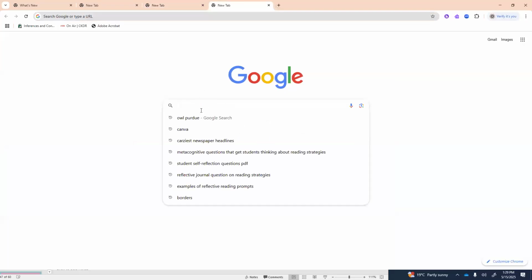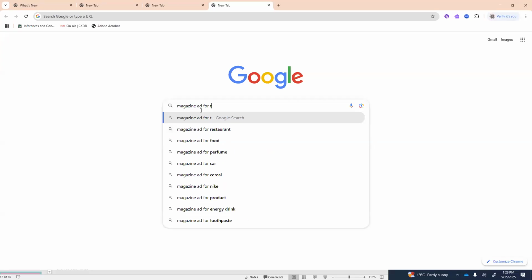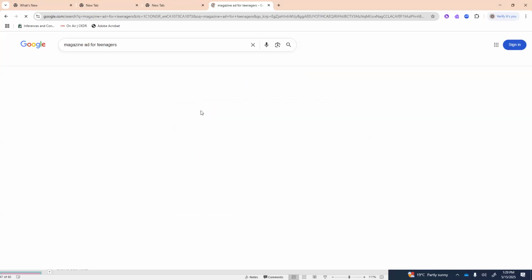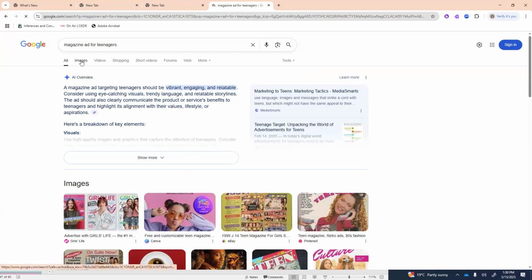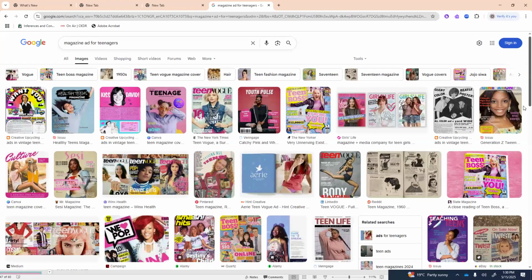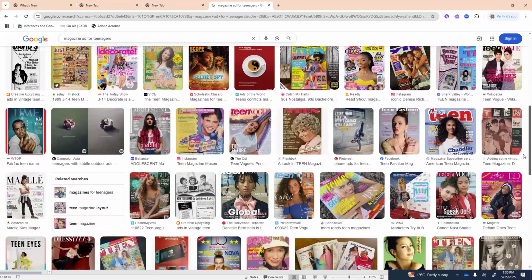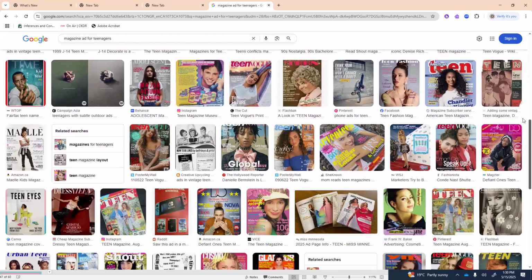So here quickly, magazine ad for teenagers. Okay. Now, like I said, some things that are coming up, this is just a magazine, not actually a magazine ad. Same thing here. This is a teen magazine from 1960. I don't know that you necessarily want to use that. So sometimes I'm getting kind of weird things. I'm going to try and phrase it differently and see if I get something different come up.